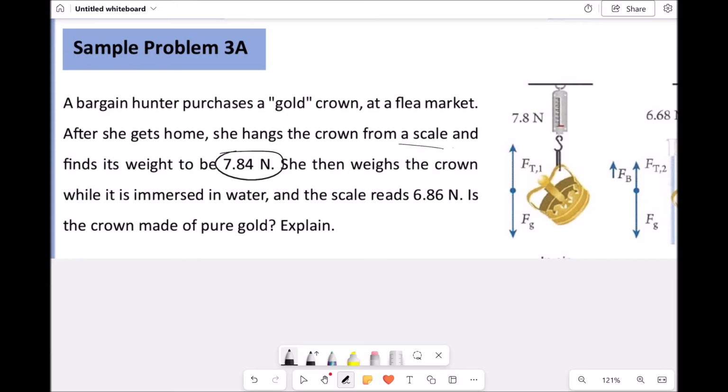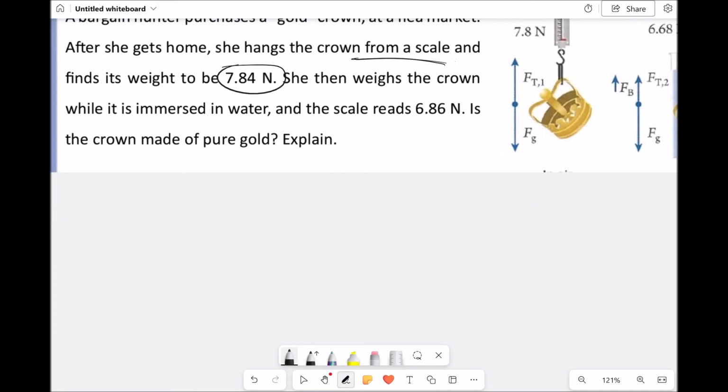Guys, look, it says hangs from a scale. So what is a scale? It's the weight of the object in the air. It's not inside a fluid. It doesn't say it's inside a fluid. So it's a scale, it's in the air, it's not in water. So this one is, well done, Fg. This one is the weight of the object in air. Why? Because it's not in a fluid. It says just that she hangs the crown from a scale and finds its weight to be 7.84 Newton.